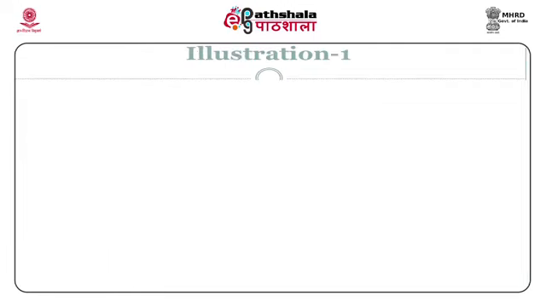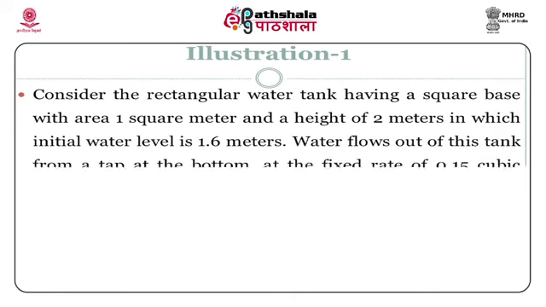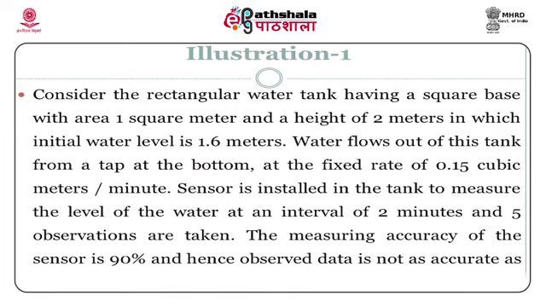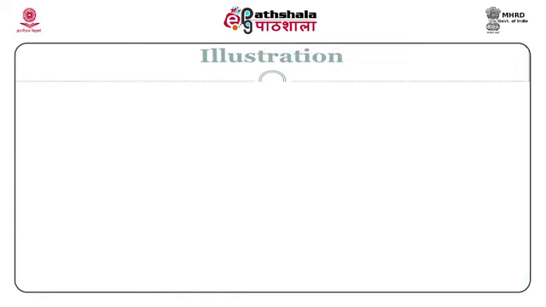Consider a rectangular water tank having a square base with area 1 square meter and a height of 2 meters, in which the initial water level is 1.6 meters. The water flows out of this tank from a tap at the bottom at a fixed rate of 0.15 cubic meters per minute. A sensor is installed in the tank to measure the level of the water at an interval of 2 minutes, and 5 observations are taken. The measuring accuracy of the sensor is 90%, and hence the observed data is not as accurate as theoretical values.